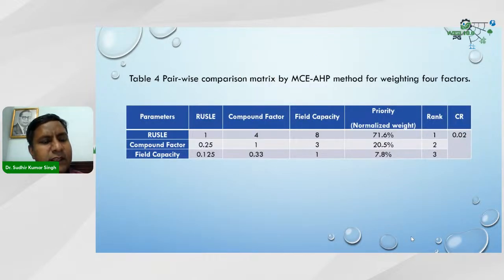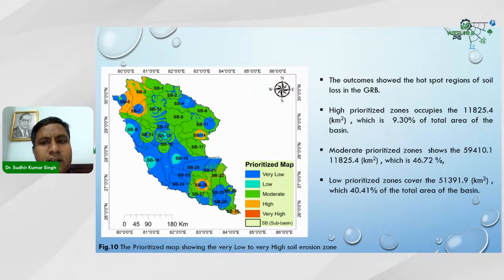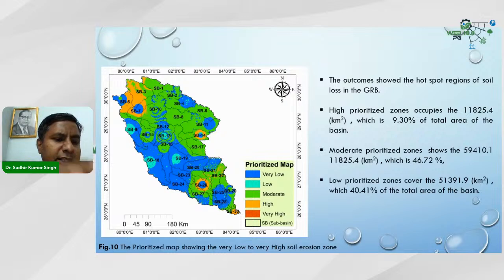Then we have considered the RUSLE, the compound factor and field capacity. We have given the weights, this weight for RUSLE and this for the compound factor, by using the AHP, and then field capacity, and we computed that. Maximum priority we gave to RUSLE, second is the compound factor, and third is the field capacity, and based upon that we have given the ranks. So based upon all those things, we have prioritized the maps, prioritized the area.